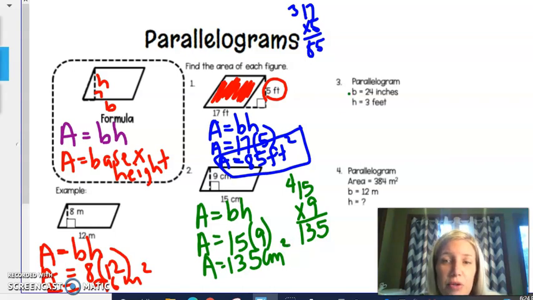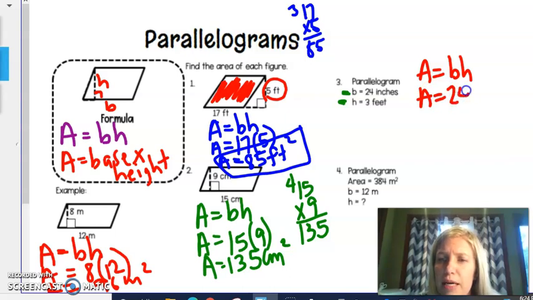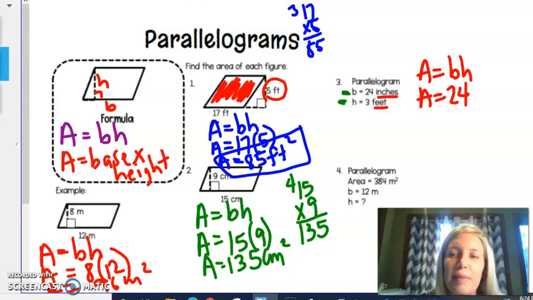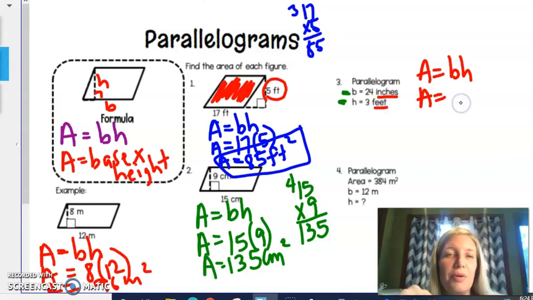Okay, now over here, I didn't give you a picture. It's the same thing. I told you your base. I told you your height. You're just going to plug in what you know. So area equals BH. Area equals 24 times, oh, did anyone see anything? This one says inches and this one says feet. We got to go back. There's a problem. They have to be the same units. So we have to make one into the other.